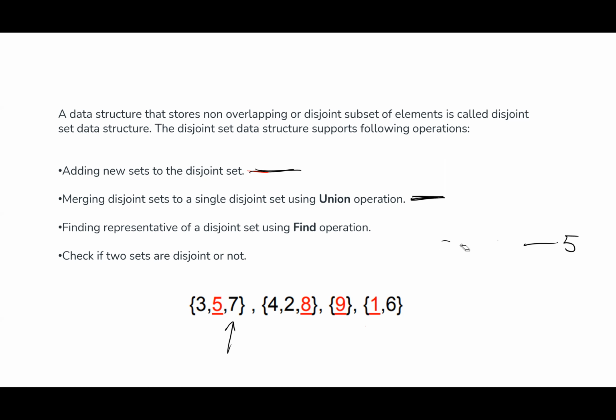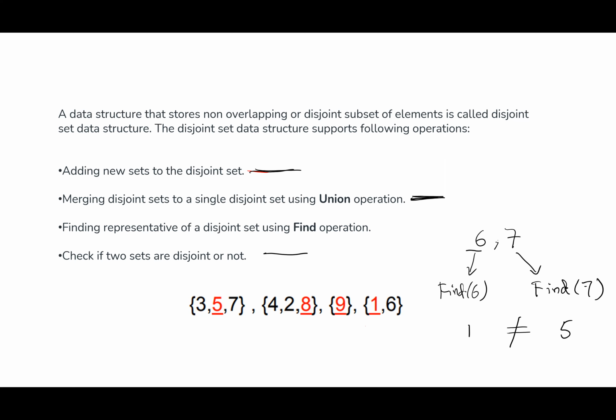And then check if two sets are disjoint or not. So someone says, check between, say, 6 and 7. What we do is we do a find 6, and then we do find 7, and we see that find 7 gives us 5 and find 6 gives us 1. These two are not equal. That means 6 and 7 are in two sets that are disjoint. They are not in the same set.